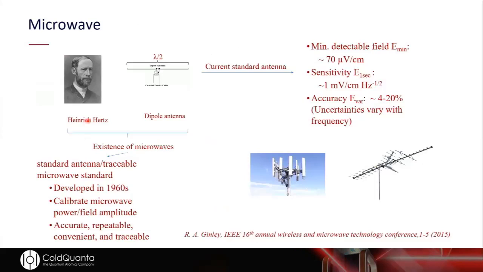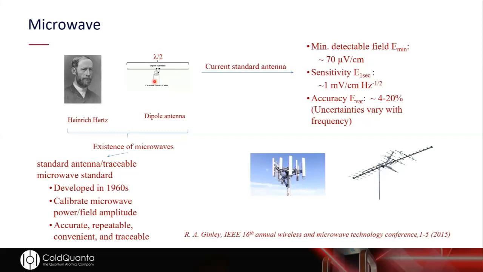This method can be traced back to the 1880s. Hertz first proved the existence of microwaves in the 1880s. The unit of frequency was named Hertz in his honor. A dipole antenna similar to this was used to detect microwave, and the dipole antenna was later developed into the standard antenna, which is used to calibrate the intensity of the microwave and other microwave devices. This antenna is also called traceable microwave antenna or standard antenna. This is the primary method to establish traceable microwave field measurement, and the method is still in use today.